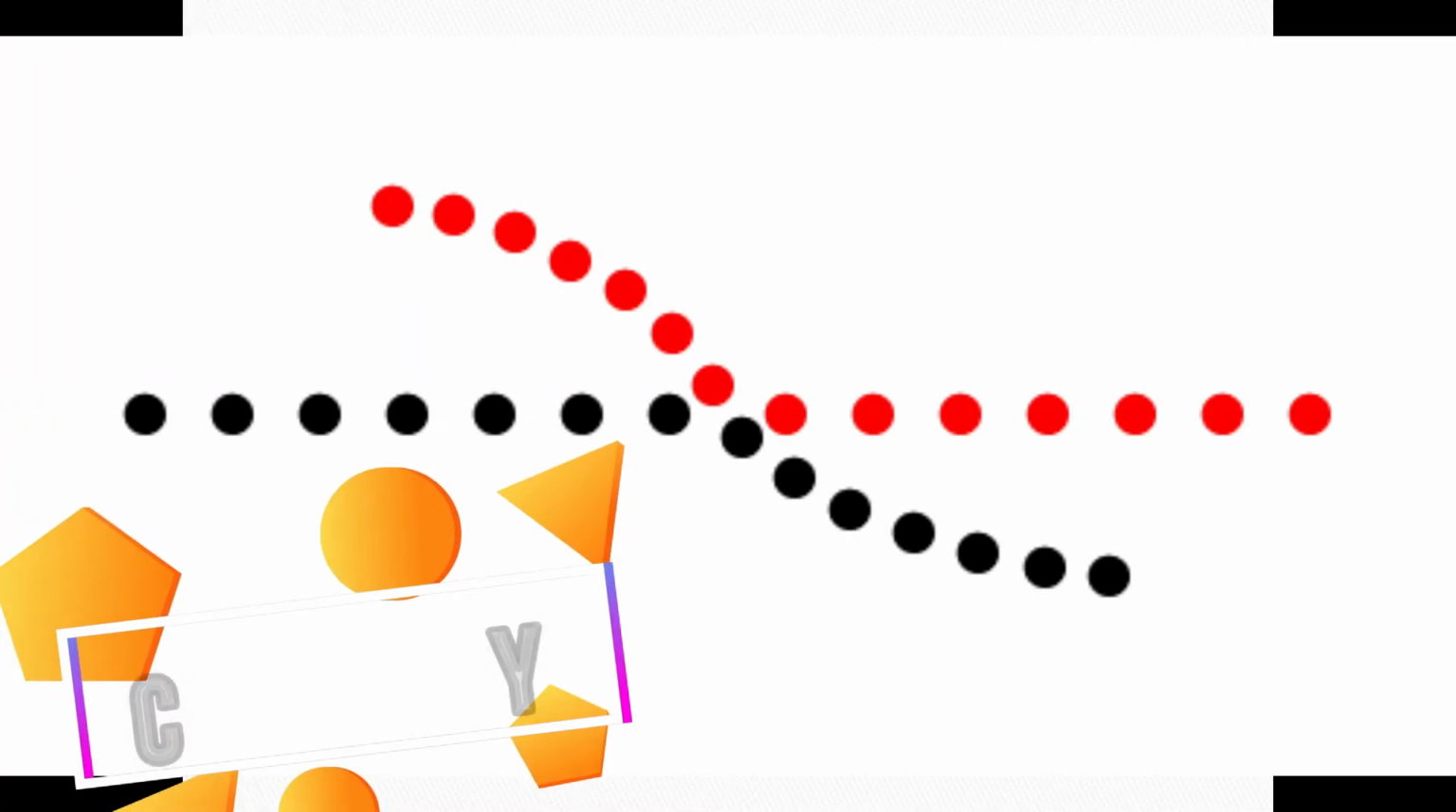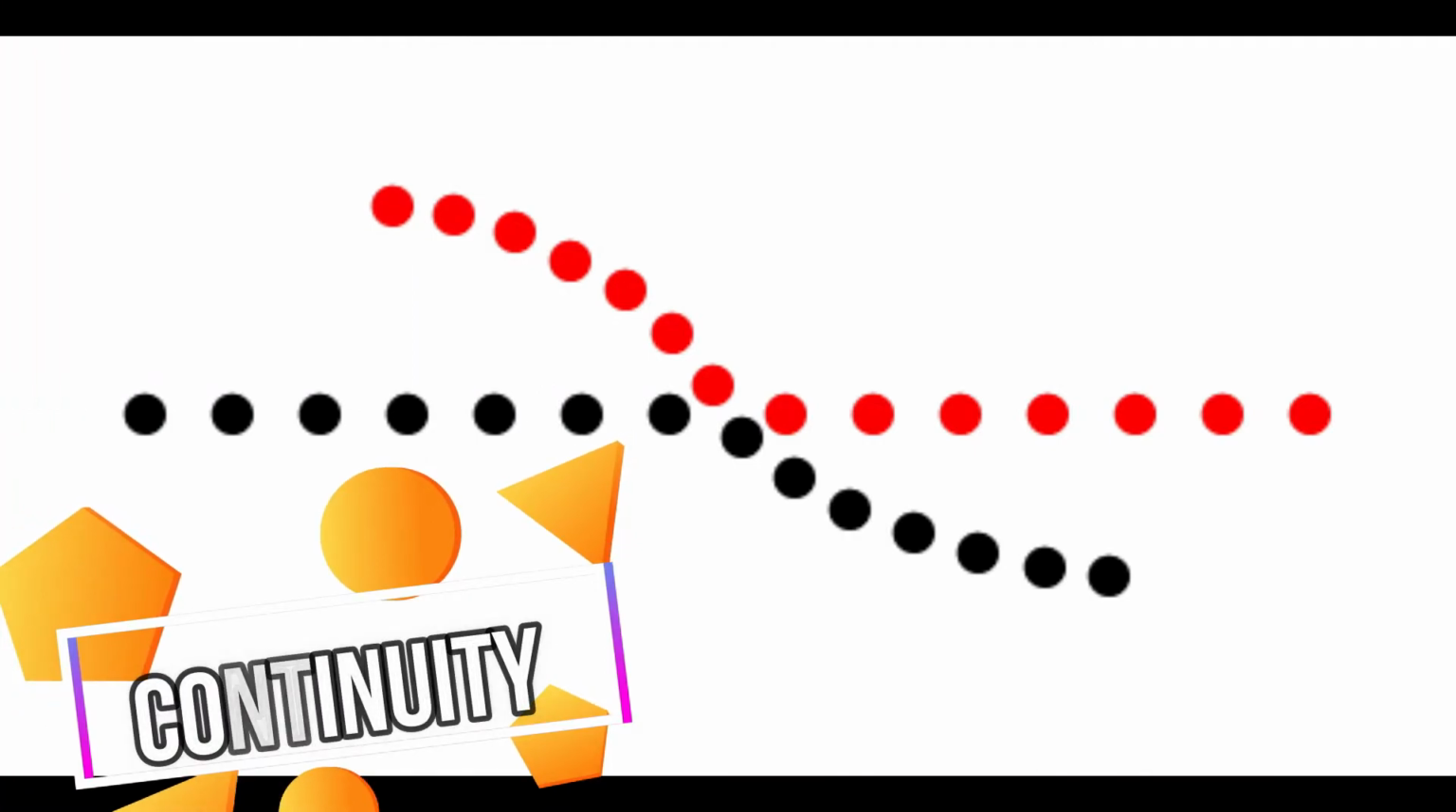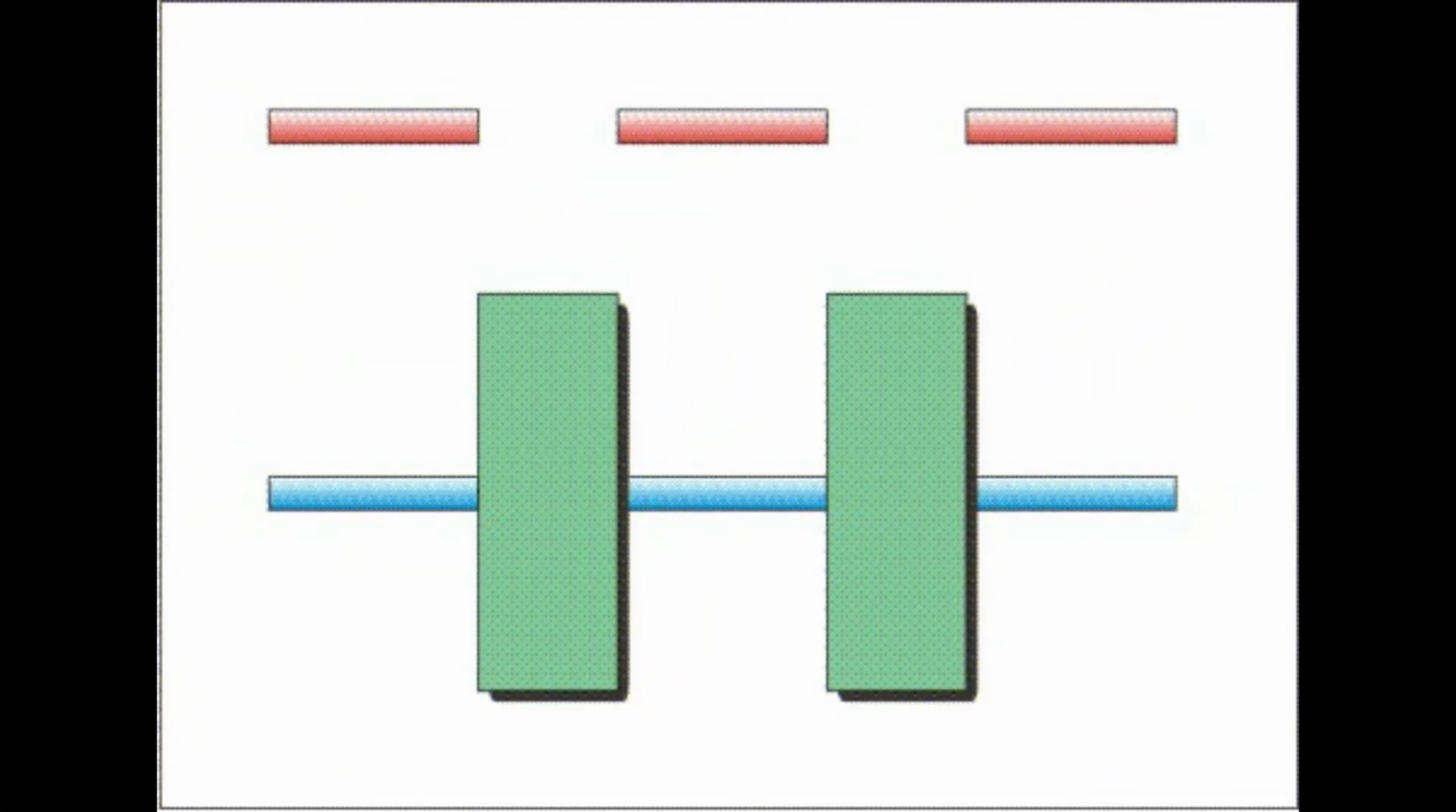Next is continuity. Humans perceive objects as belonging together if they are aligned with one another or appear to form a continuation of one another. Things that are aligned together, regardless of whether they have different color, shape, or size, are still perceived to belong in the same group.